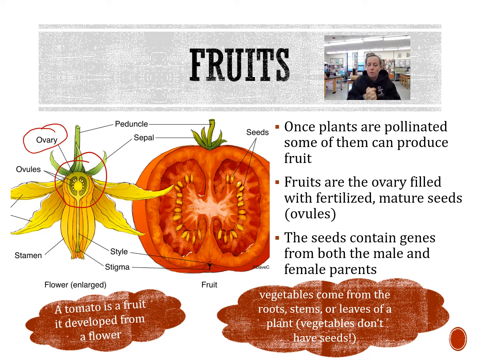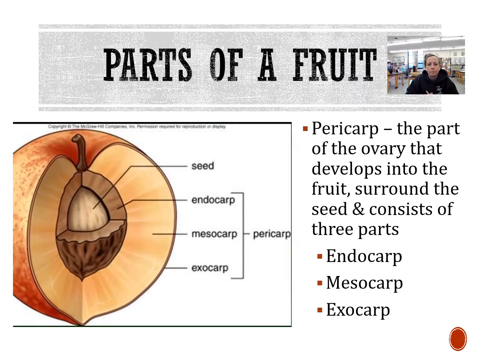Do we get that? Okay, so things that we always call vegetables like tomatoes and zucchini and squash, those are actually fruit. So there are different parts of a fruit. We've got the pericarp, okay, which is the main part of the fruit. That's going to be the ovary that swelled and developed, okay. Within the pericarp, you have three different parts.